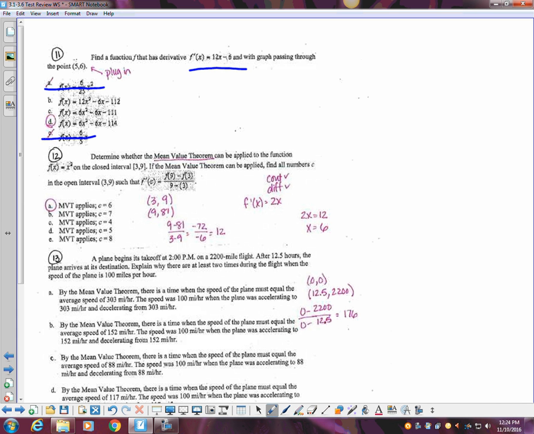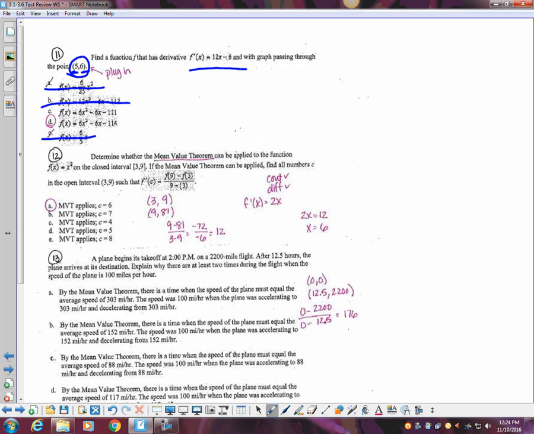B is not going to produce that as a derivative. So now I'm stuck with C and D, and they both have the same 12x minus 6 as their derivative. So then I'm going to take the point (5, 6) and plug it into the original function. I'm going to plug 5 in for x and see which one gives me a 6 out.